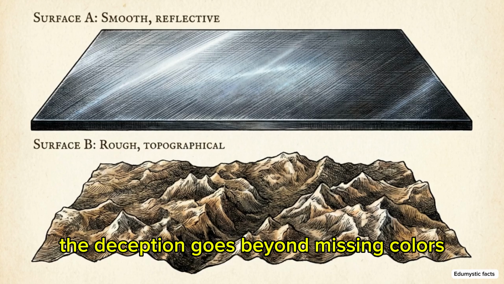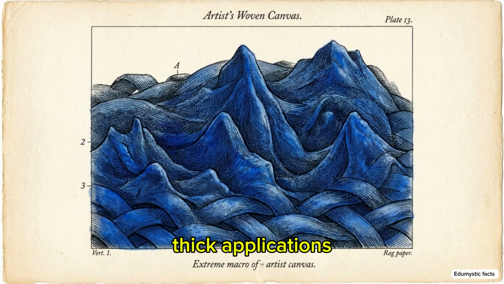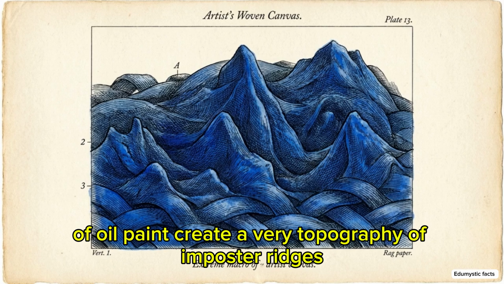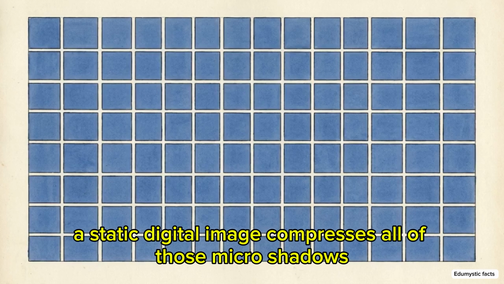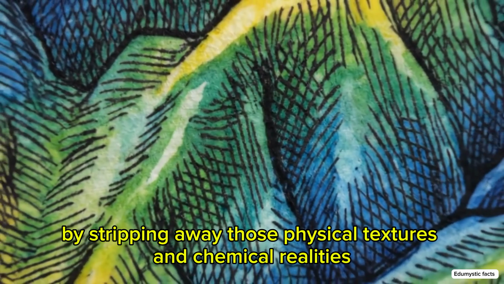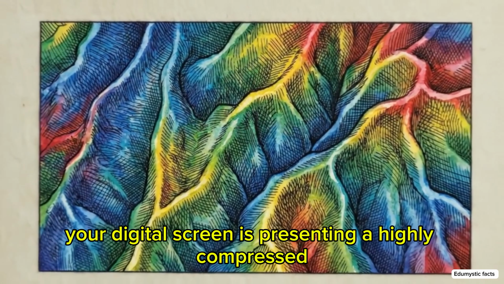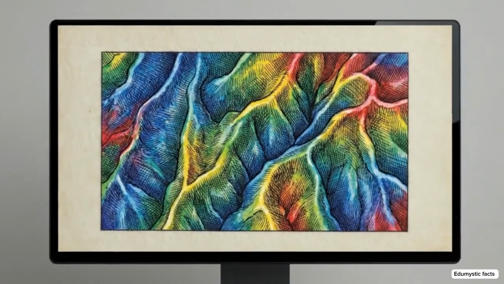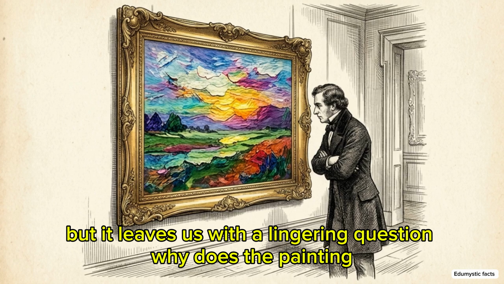The deception goes beyond missing colors. Physical art owes much of its richness to its surface refractive index. Thick applications of oil paint create a varied topography of impasto ridges and microscopic shadows. A static digital image compresses all of those microshadows into a completely flat plane. By stripping away those physical textures and chemical realities, your digital screen is presenting a highly compressed fiction of the actual artwork. That explains the screen's limitations, but it leaves us with a lingering question.